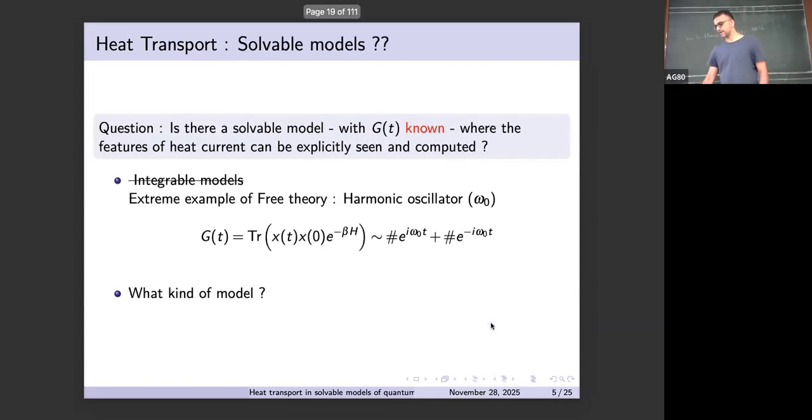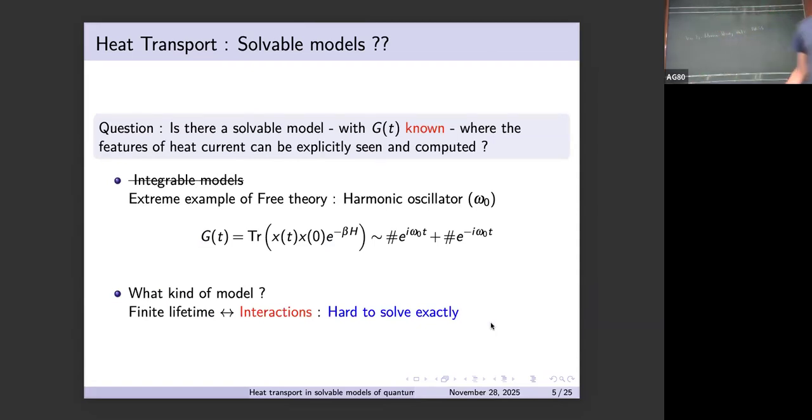So you might anticipate that you need some kind of finite lifetimes or interactions. And then once you add these interactions, it becomes slightly harder to solve exactly. So how does that graph look in the integrable system? It will just oscillate. Yeah, there is no time scale. Anyway, even this might not solve the problem, but to start with, at least this is something that you need.